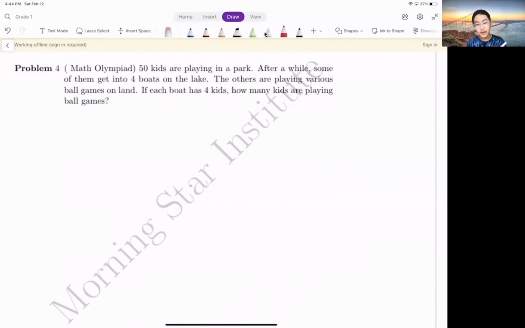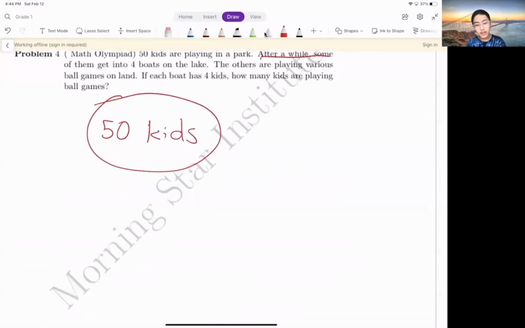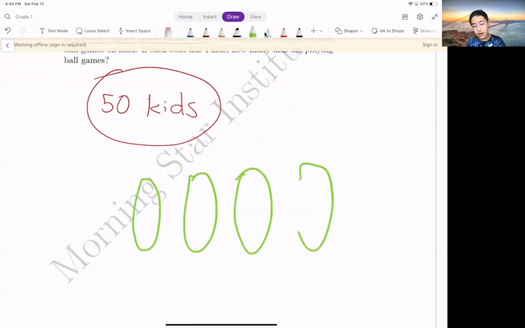So first things first, we know that there are 50 kids in total. And after that, we know from part of the question that some of them get into 4 boats on the lake. So let's just pretend that these green circles are boats.